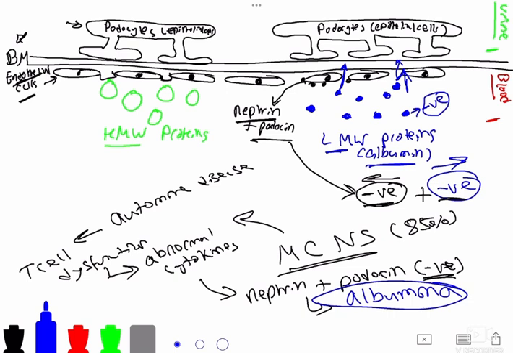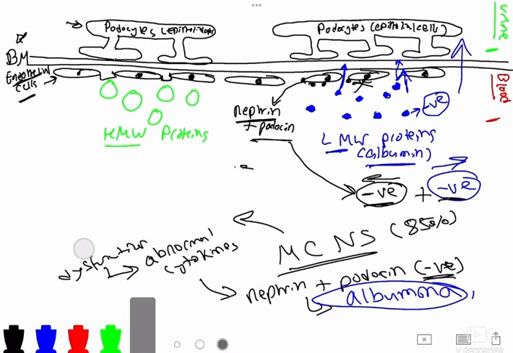The hypoalbuminemia: the albumin escapes from the blood because of the loss of the negative charge here. No more negative charge, so it passes from the blood to the urine, and that also causes heavy proteinuria. So that's two of the signs, and I explained their pathophysiology.